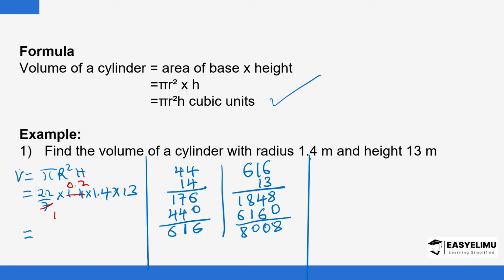So this is the product of 22 by 0.2 by 14 by 13. So we have how many decimal places? 2. So that's where the decimal point goes. So the answer here will be 80.08 cubic meters, because volume is measured in cubic units. Because the lengths here are given in meters, we talk of cubic meters.